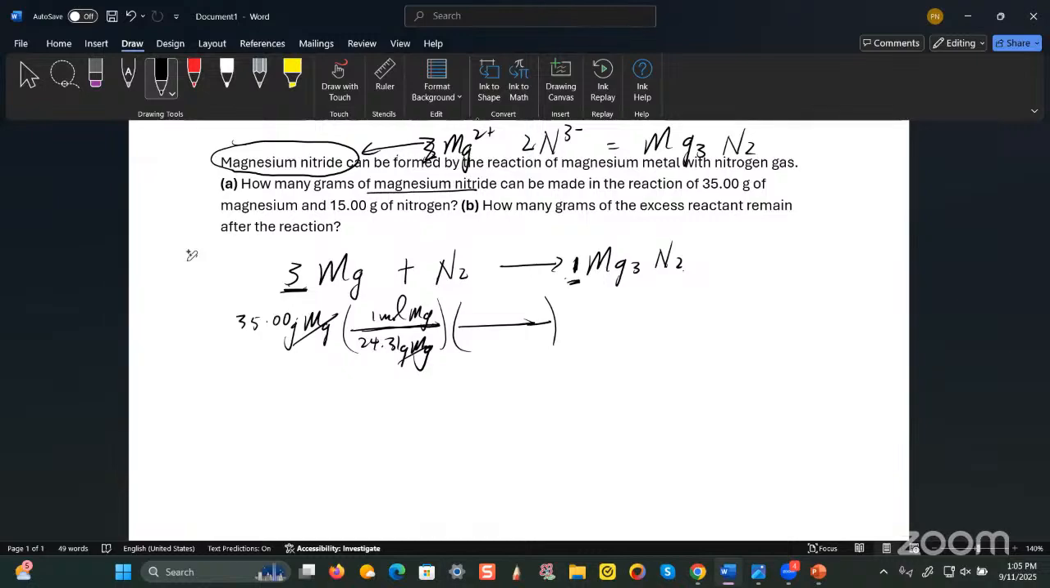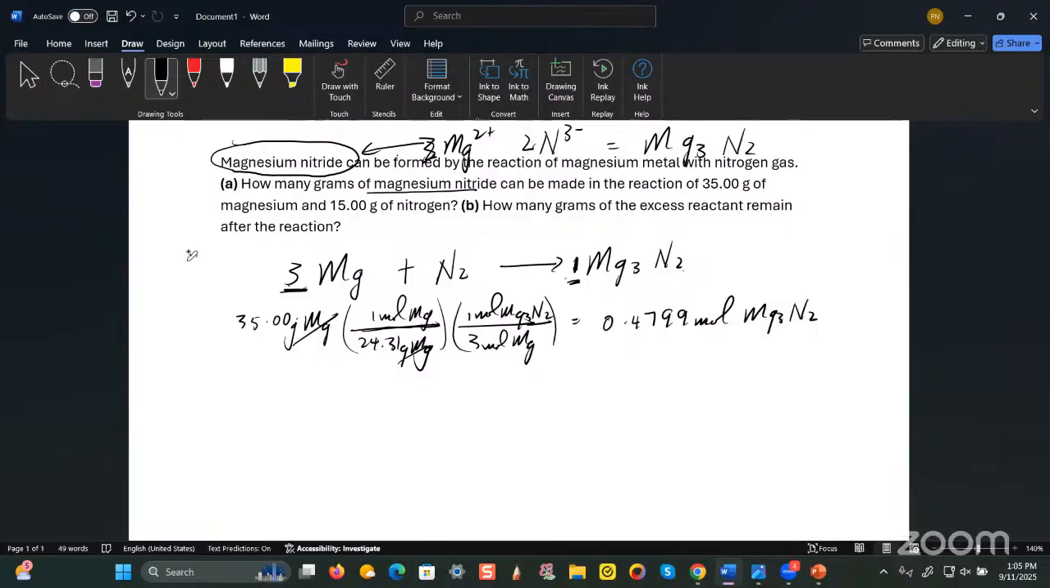So I would represent that in the next conversion factor by putting 1 mole of Mg3N2, and down here I'll put 3 moles of Mg, and then I'll work this out. So 3.5 divided by 24.31, and then divide by 3, and according to my calculation, I got 0.4799 moles of Mg3N2, all right? So that's based on the mass of magnesium given.